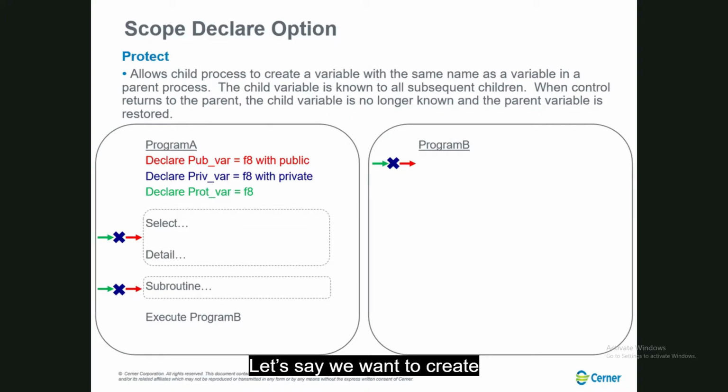Let's say we want to create a variable in program B with the same name. Remember, the writer of program B may or may not know what program A contains. Program B can create its variable using the protect scope.